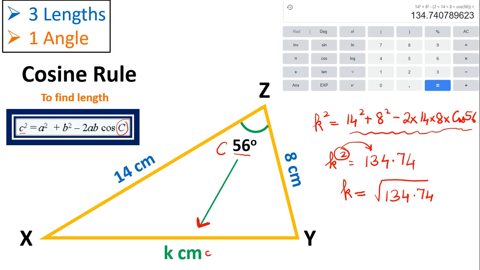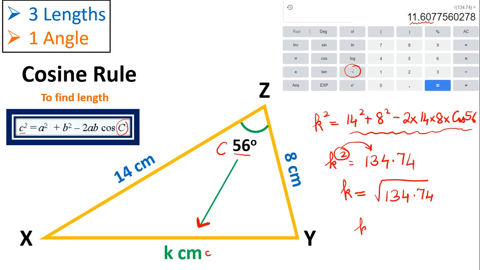It's always better that while you're solving things, you keep your answers to 2 to 3 decimal places so that you can get a more accurate answer. The final answer you can round to maybe 1 decimal place or 3 significant figures. But while you're solving, it's better to keep at least 2 to 3 decimal places. So when I take the square root of 134.74, the square root sign on your calculator is right here, and the answer gives me 11.607 and so on.